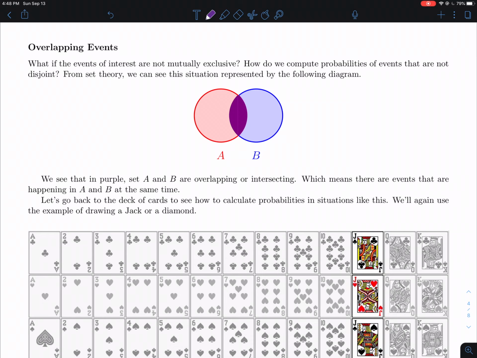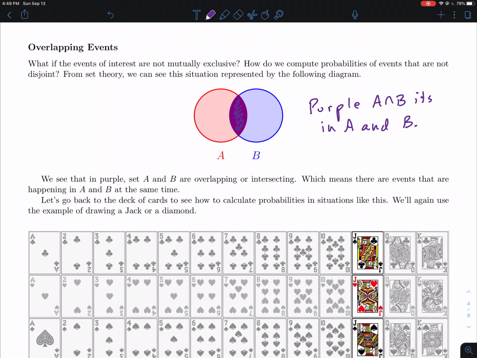All right. So overlapping: what happens if they aren't disjoint? What happens if we have a Venn diagram that actually has an intersection point like we've got here in purple? We've got this overlapping intersection. If you remember anything about intersection, that part in the middle is in A and it's also in B at the exact same time. The purple is what's called A intersect B. It's in A and it's in B.